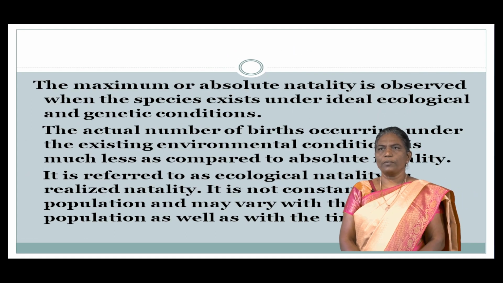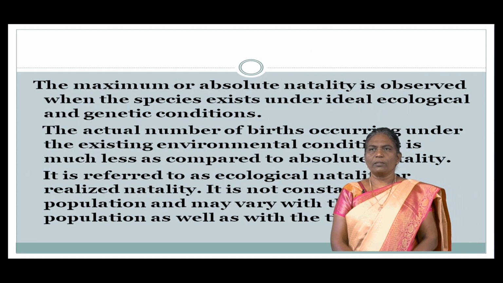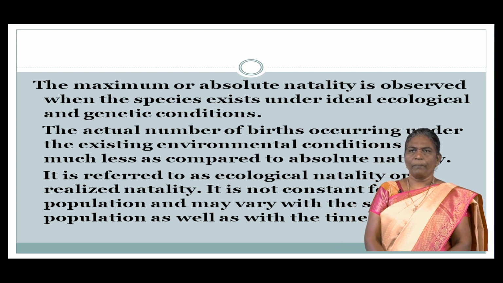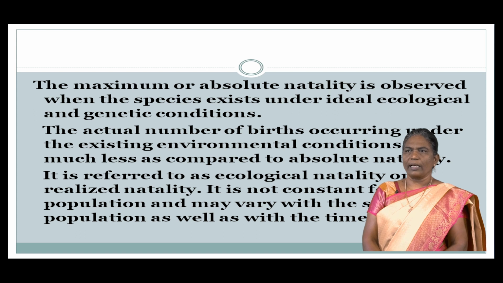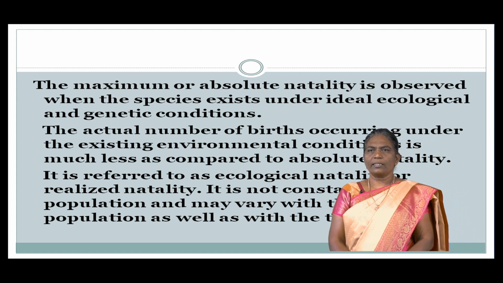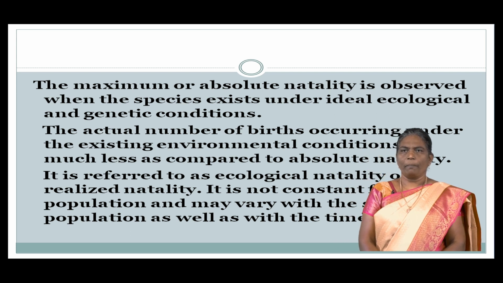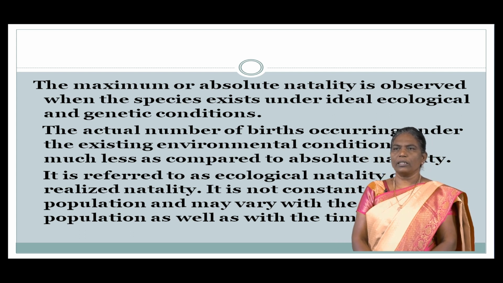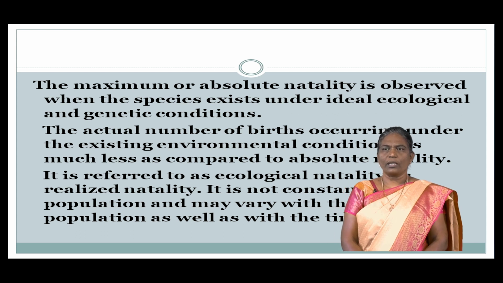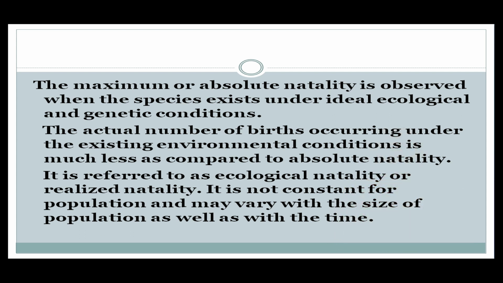The maximum or absolute natality is observed when the species exists under ideal ecological and genetic conditions. The actual number of births occurring under the existing environmental conditions is much less as compared to absolute natality. It is referred to as ecological natality or realized natality. It is not constant for population and may vary with the size of population as well as with the time.